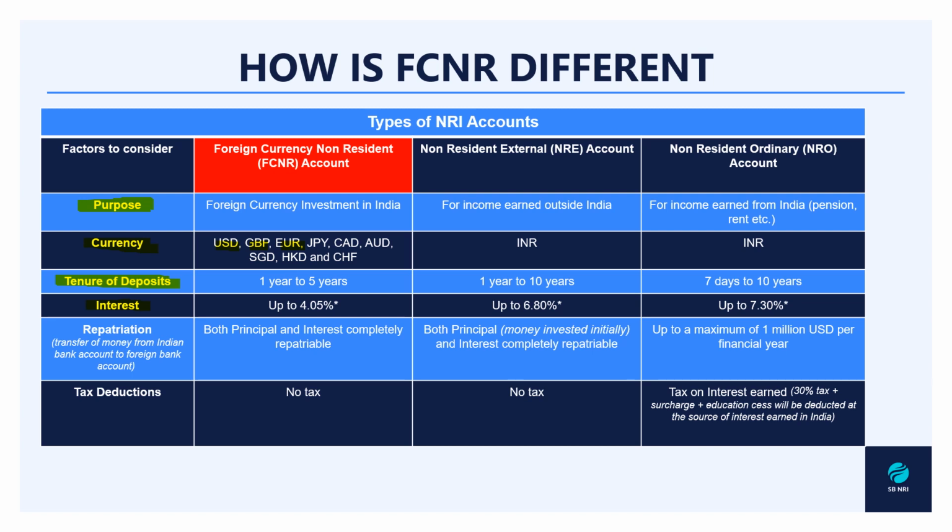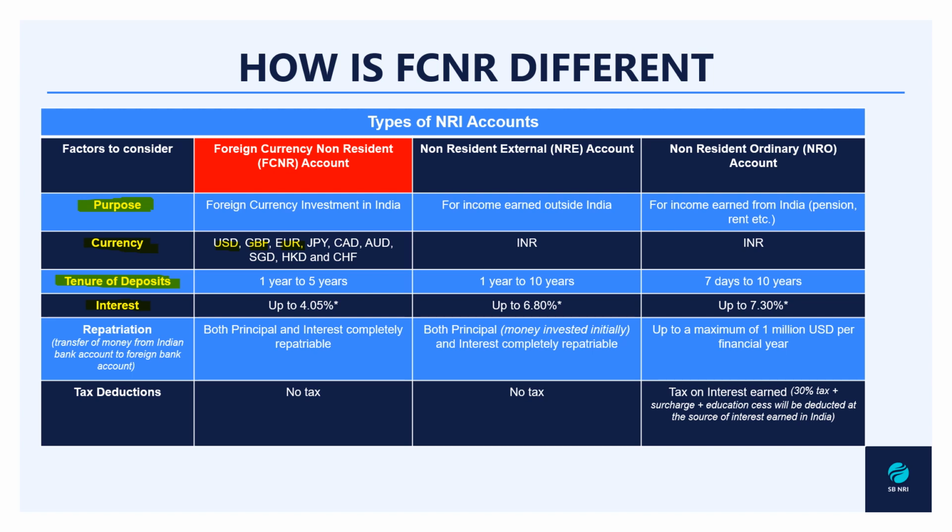So I want you to visit that blog and just browse through it so that you can get more and more information. Meanwhile, coming back to the video, we are providing you with a tentative or an average interest rate, which is 4.05% for FCNR, 6.80% for NRE, and 7.30% for NRO.